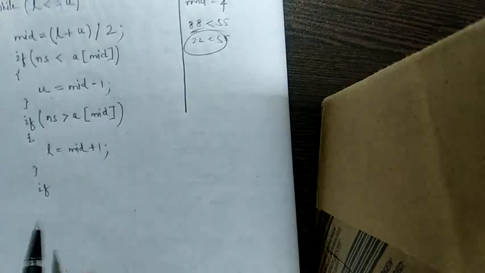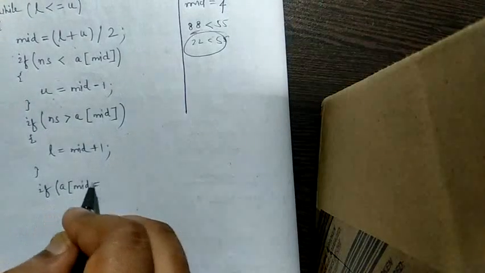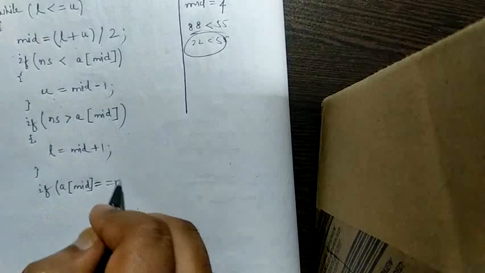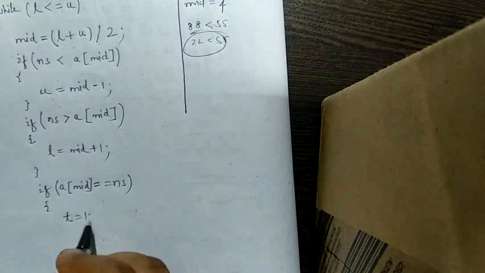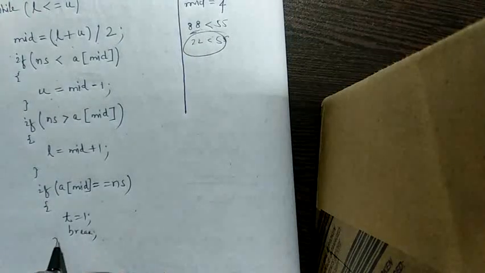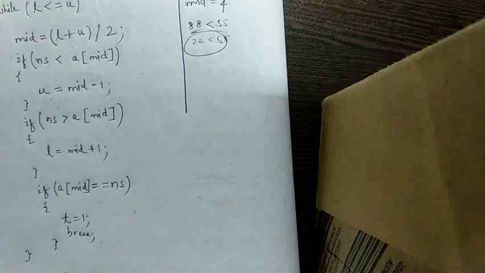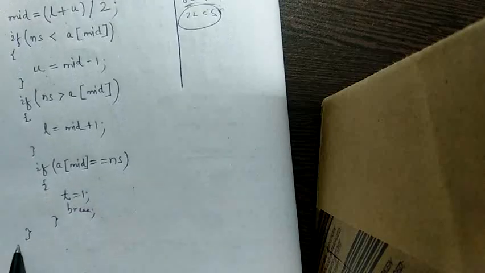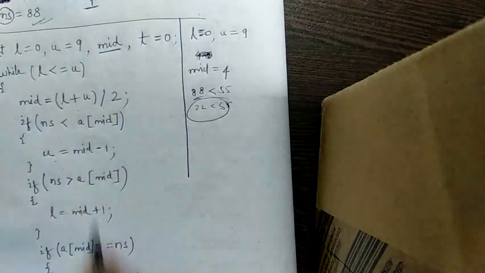Then the last possibility is exactly in this position. For that I will write: if a of mid is equal to ns, in that case this t will become 1 and it will break the loop. I hope you still remember why I am using t. This is just a temporary variable to come out of the loop in case the number is found. The remaining part will be the same. If t is equal to 1, you can print that the number is found successfully, etc. You only have to focus on this logic.